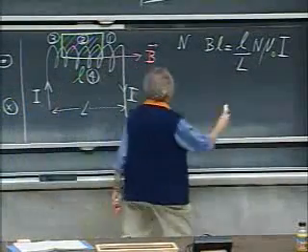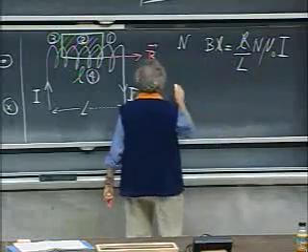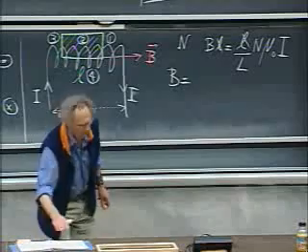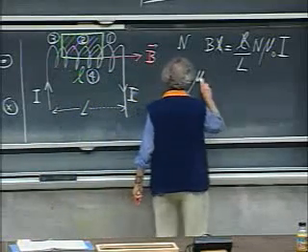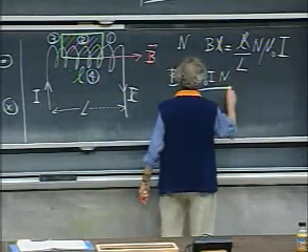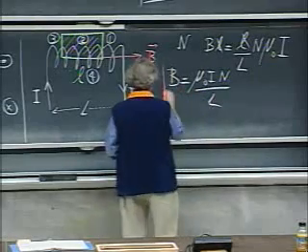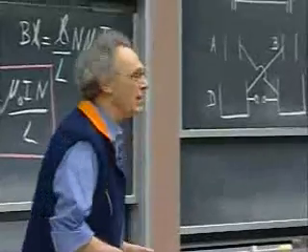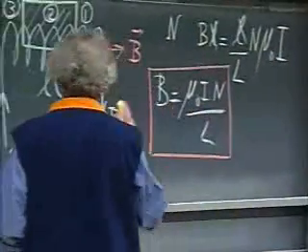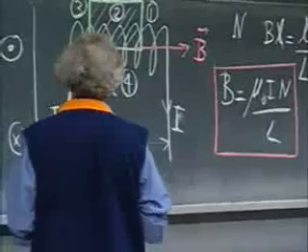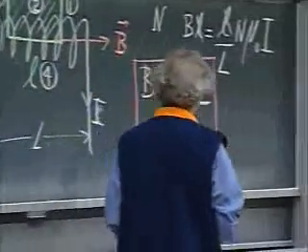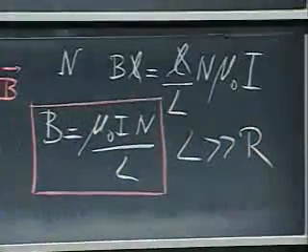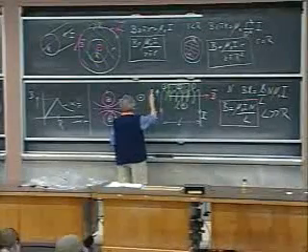And so what you see now is that B equals mu 0 times I times N divided by L. That is our prediction for an approximately constant magnetic field inside a solenoid. This is actually a very good approximation as long as L, the length of the solenoid, is substantially larger than the radius of the solenoid. The radius would be the radius of these loops.